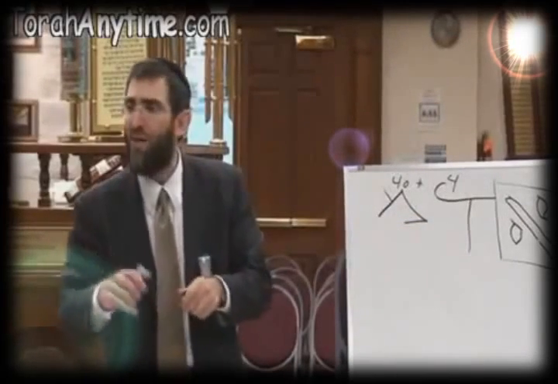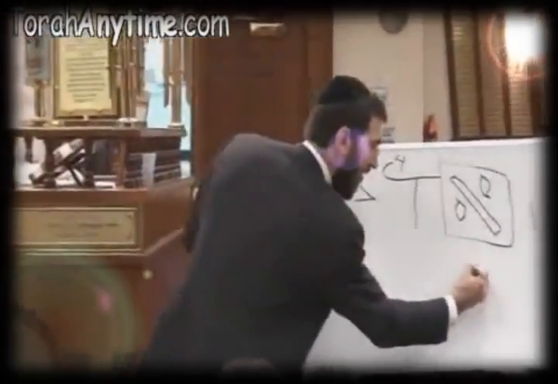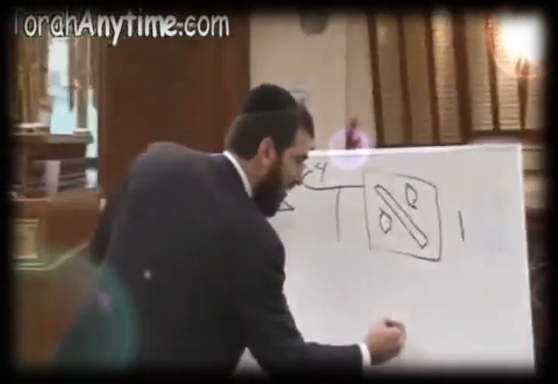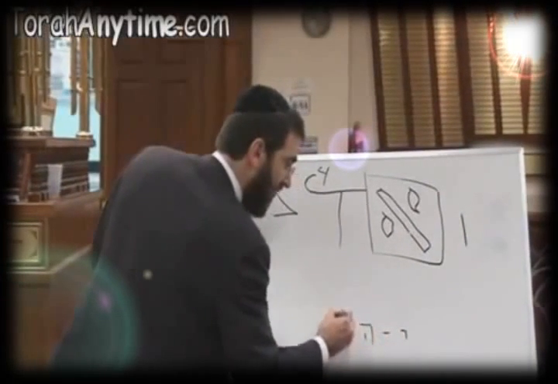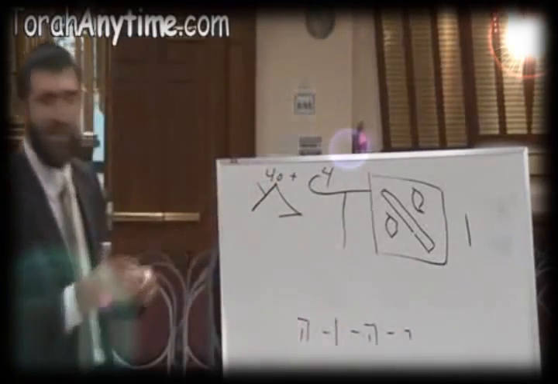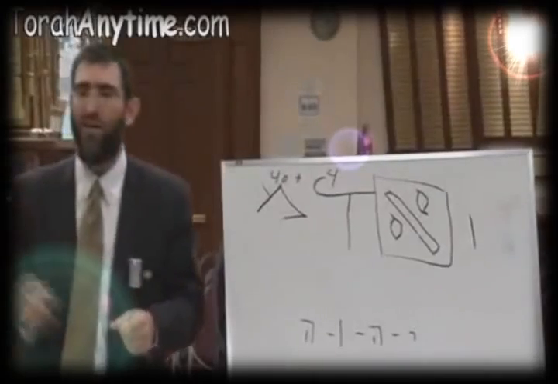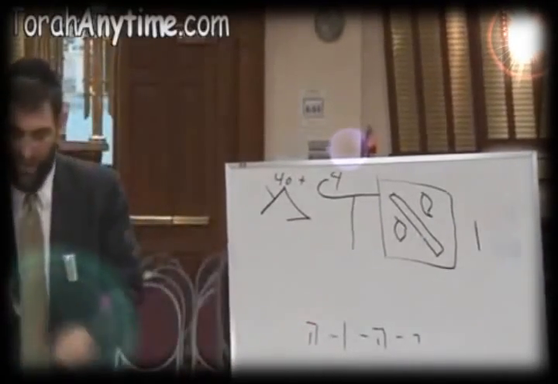What did we say is the name for God? What's the name for God we use all the time? Well, don't say it, but I'm going to write it out. Yud, Hey, Vav, Hey. I don't want to pronounce it. We say Adonai, Hashem, right? I don't want to say the word, but in prayer we would pronounce it.